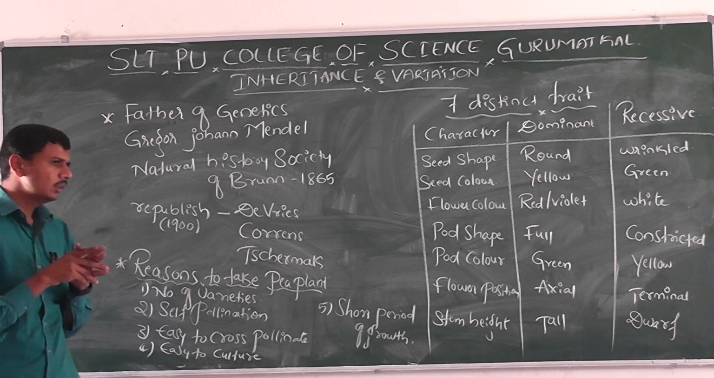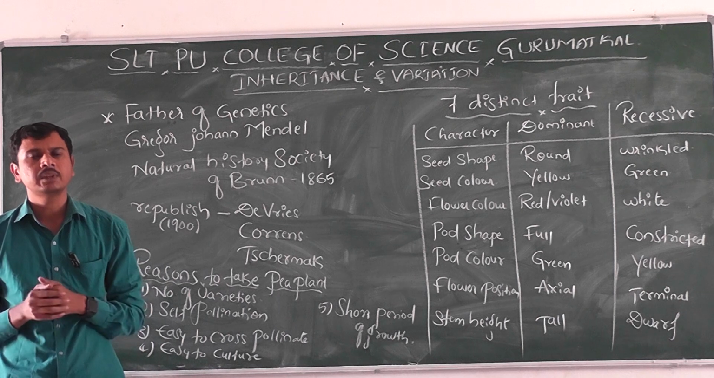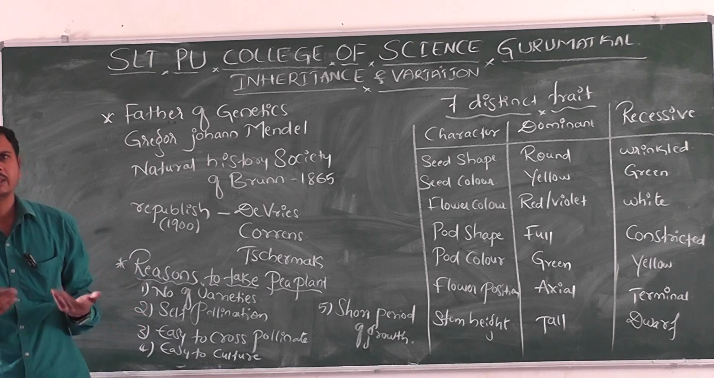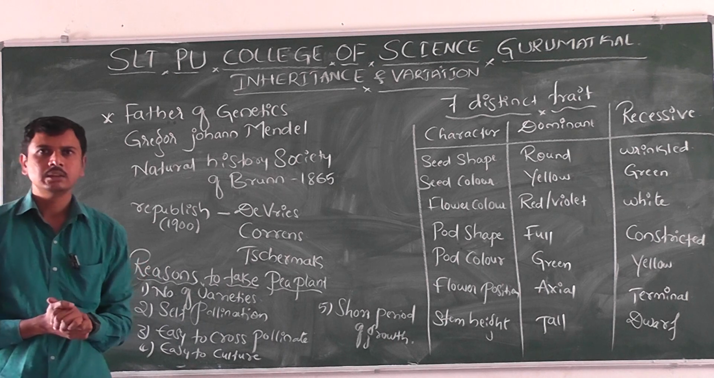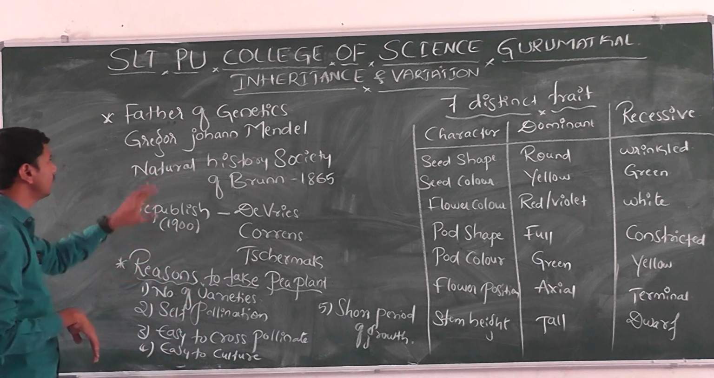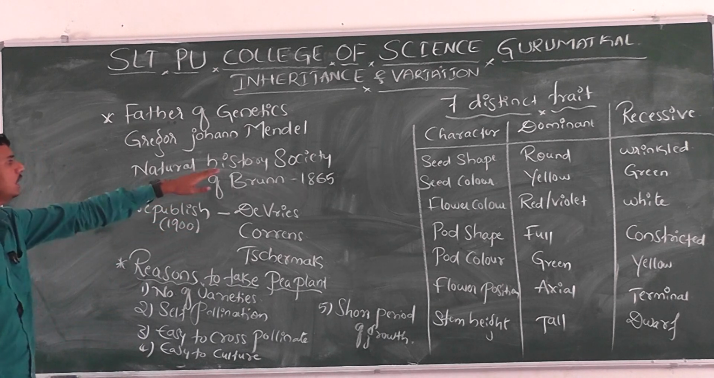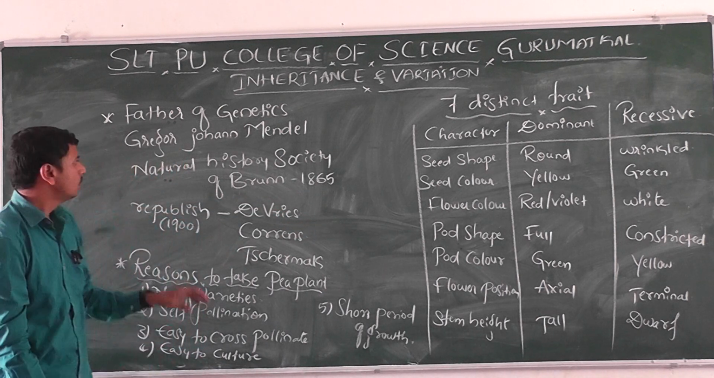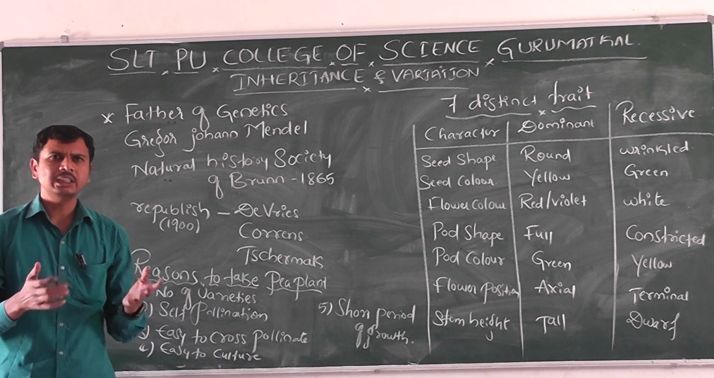Whatever he tried to do, he recorded in written form. As I told previously, he is not a scientist or a botanist. He is actually a monk in a church, otherwise we also call him a priest. Whatever record he had taken, he submitted to the Natural History Society of Brunn in the year 1865.